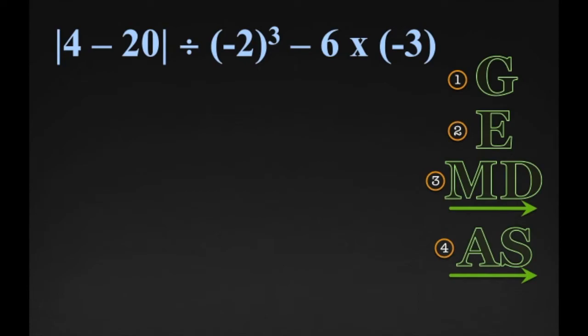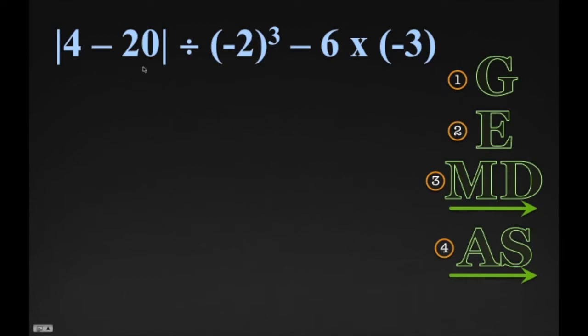Alright, here's our third example. Again, I'll leave my steps on the right and I'll check them off as I complete each one. So let's start with step 1, grouping symbols. Are there any grouping symbols in this question? The answer is yes. Remember what I said earlier. Absolute value signs act as grouping symbols. So we'll calculate that first.